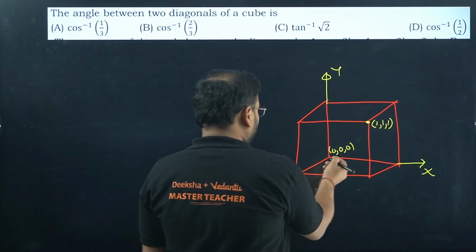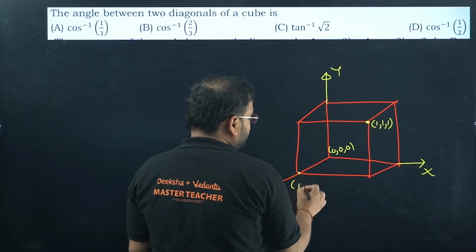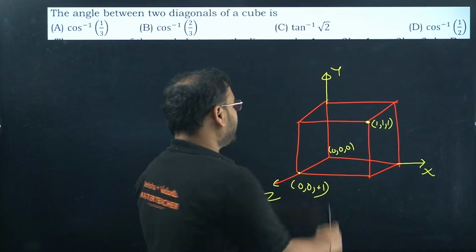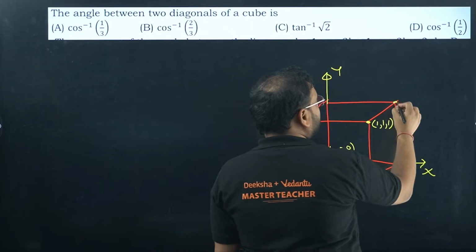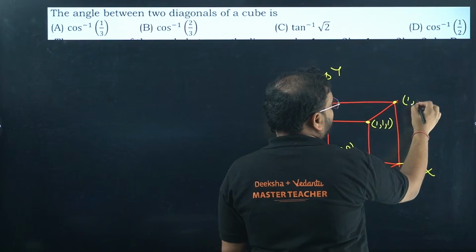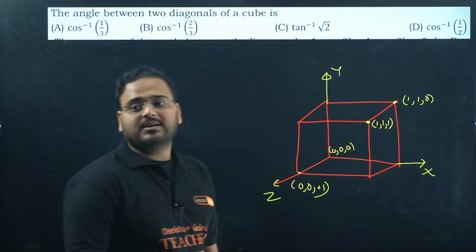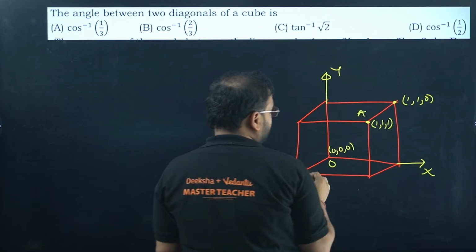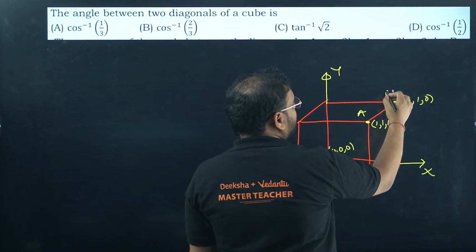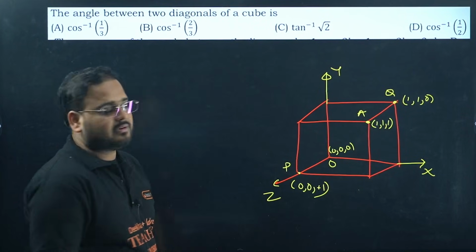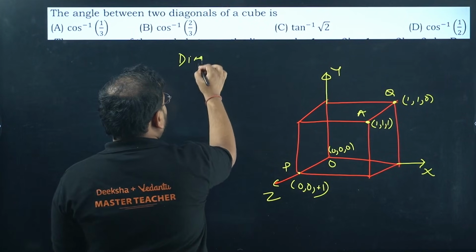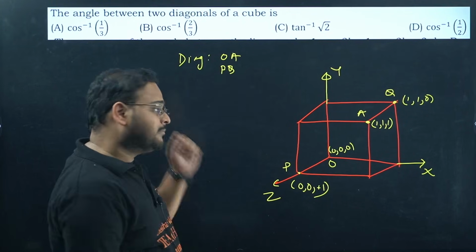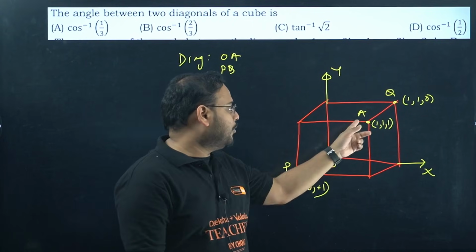Now if I go on the z-axis, I'll have x, y as 0, so I'll have 0, 0 and plus 1. And if I go in the x-plane, the opposite end of the diagonal, I'll have this as 1, 1 and 0. I hope this is clear. Check these points. If I take this as the origin and this as point A, and over here P and Q, then my diagonals are OA and PQ.